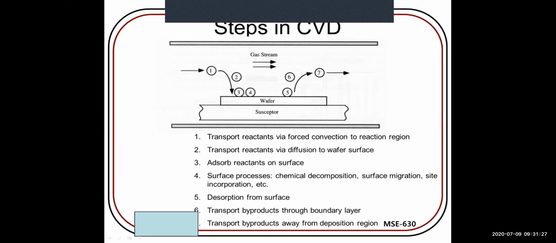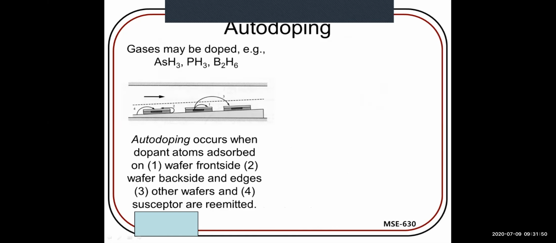Number 5, desorption from the surface. And number 6 is transport of byproducts through the boundary layer. Transport of byproducts away from the deposition region is the last step. This is how the byproducts are transported away from the surface. So these are the 7 steps that are involved in a CVD process.